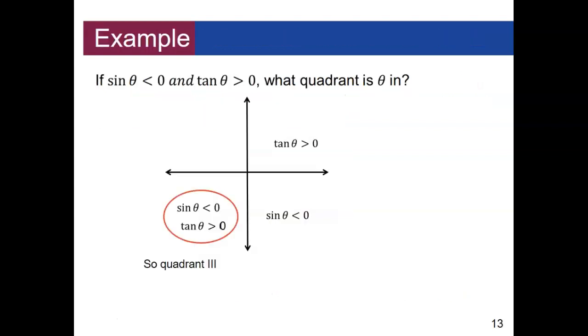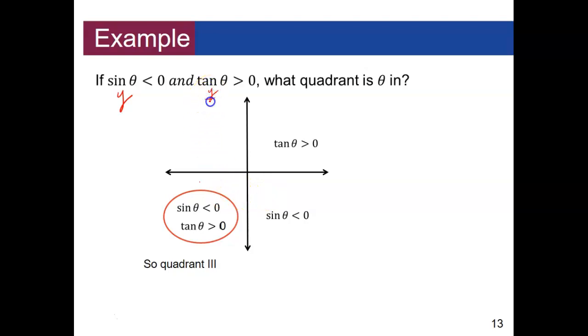Just to practice this a little bit more, it's been a little bit since we talked about this. If the sine is less than 0 and tangent is greater than 0, then what quadrant is theta going to be in? The sine of theta being less than 0 tells us it's going to be down here in the third and fourth quadrants, because remember, sine is our y, and the y coordinates are negative in these two quadrants.